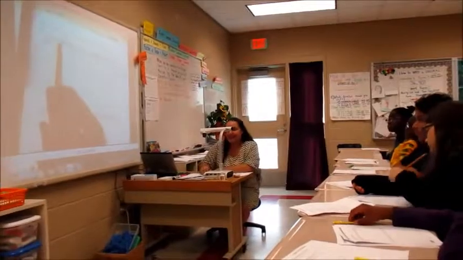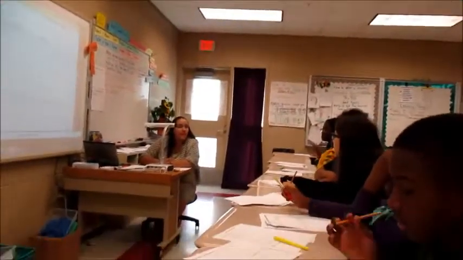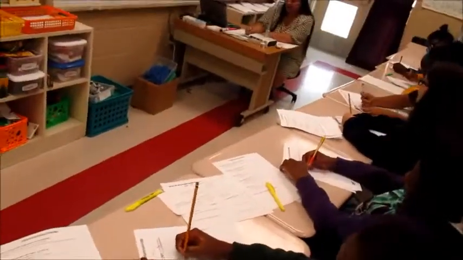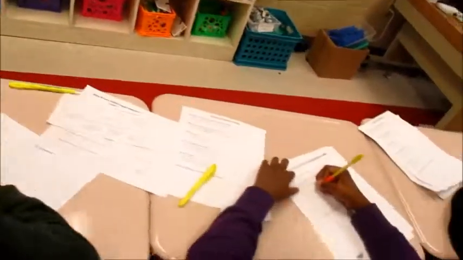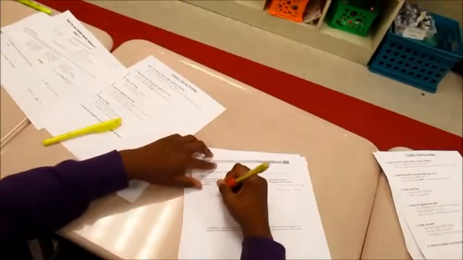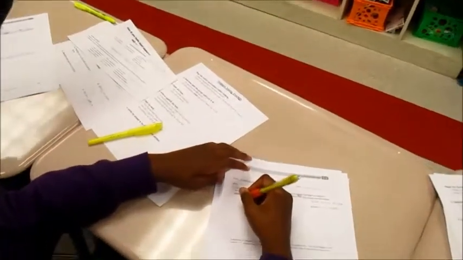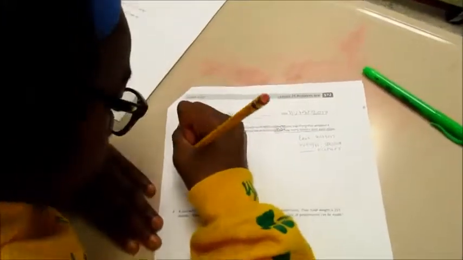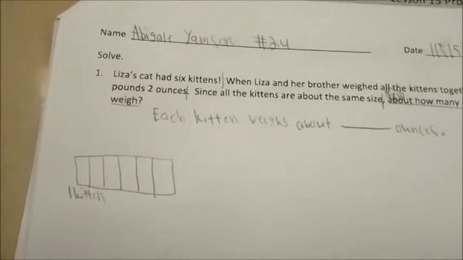Liza's cat had 6 kittens. What do you think we should draw? A tape diagram. So how would I start that? A box, a rectangle, 6 pieces. And you want 6 units inside? 6 units? I like that. 6 units on the inside. What does each one of these units represent, guys? One kitten. So I'm going to write that underneath, that each unit represents 1 kitten. Remember, our tape diagrams need to be labeled with numbers and words.